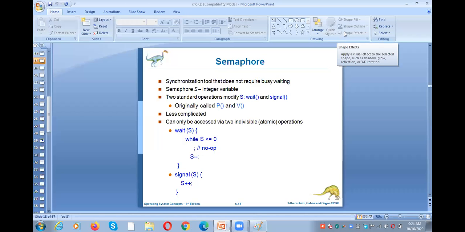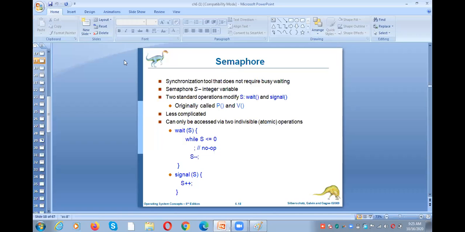In this class, we are going to discuss semaphores and then monitors if time permits. So what is a semaphore? A semaphore is a synchronization tool. We have two types of semaphore: one is a binary semaphore and the second one is a counting semaphore.